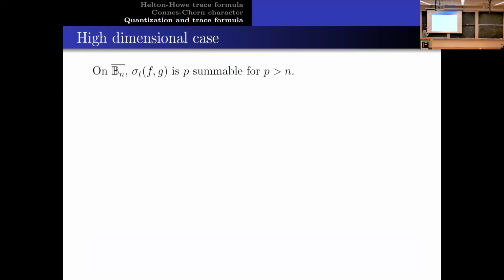So let's move to the high dimension. One new feature we need to pay attention to is that for high dimension, the semi-commutator is in the Schatten p class with p greater than n. So if we want to come up with something trace class, we need to choose p large enough. We need to choose more than what we used for the one-dimensional case. We need to choose p greater than n.